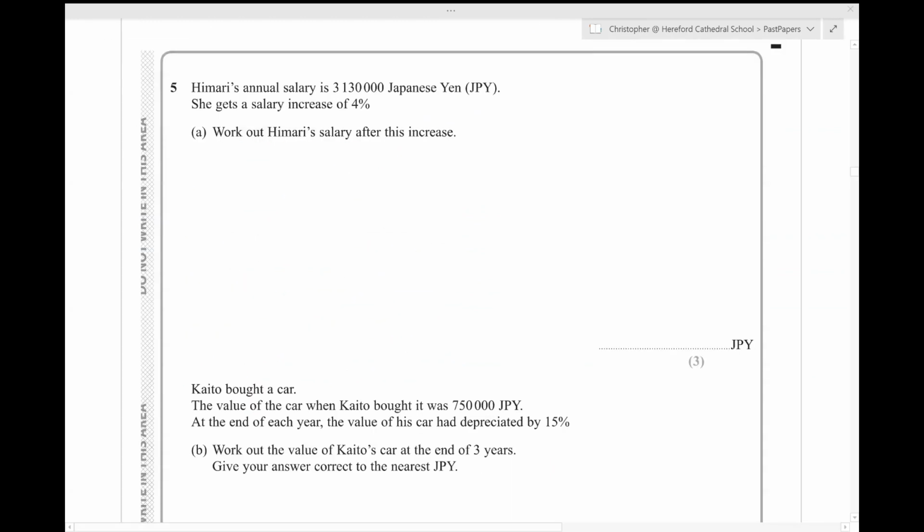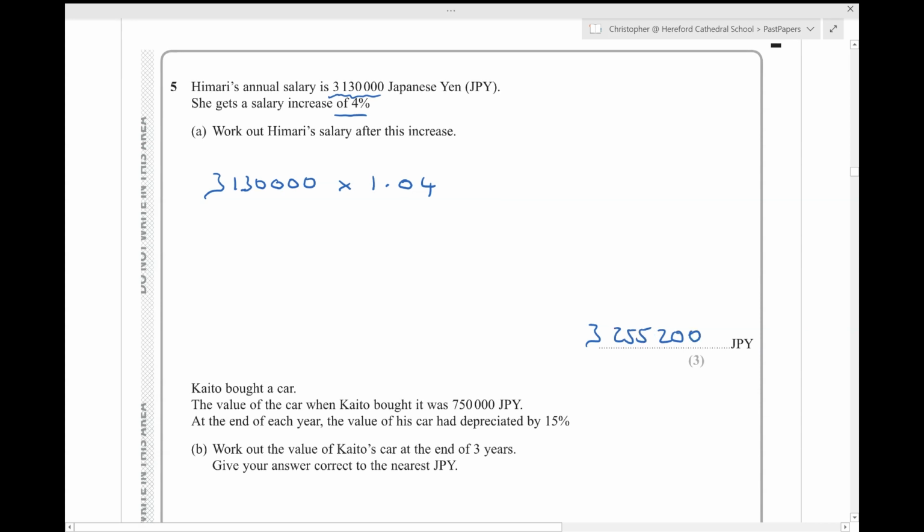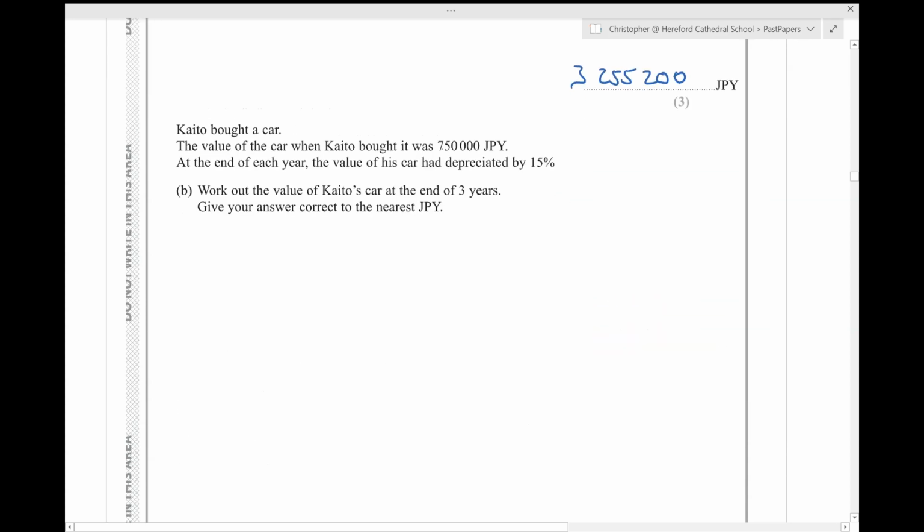Question 5, percentages. In this question, we start with an annual salary of 3,130,000. We have to increase that by 4%. So I'm going to multiply it by 1.04, which gives me an answer of 3,255,200 yen.